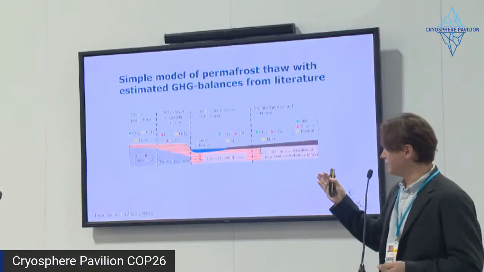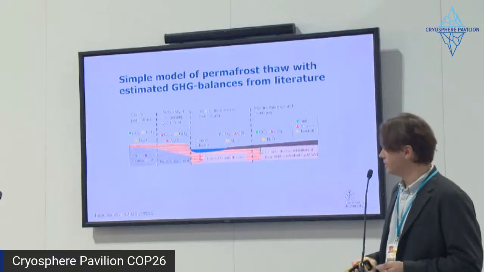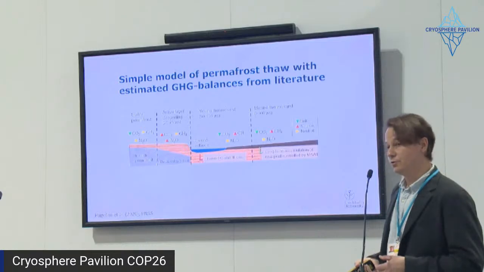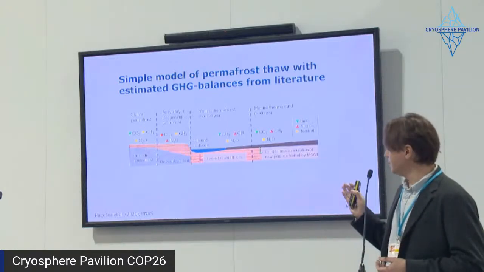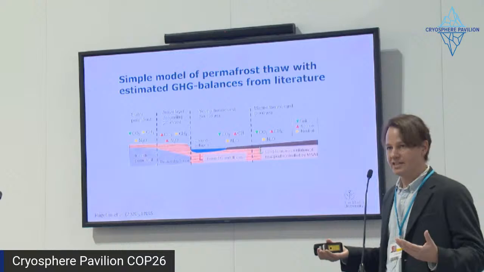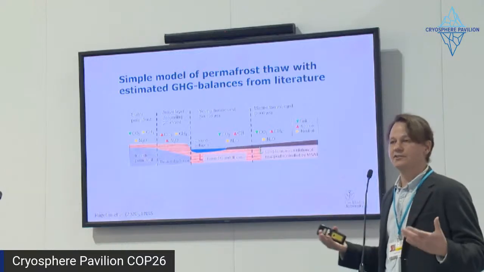So you go from having stable permafrost that's a CO2 sink and basically neutral for methane and nitrous oxide. And then you start emitting CO2 and nitrous oxide as the permafrost thaws. And in the thermokarst stage, the collapse stage, when the permafrost is completely gone, you get a really strong methane source.